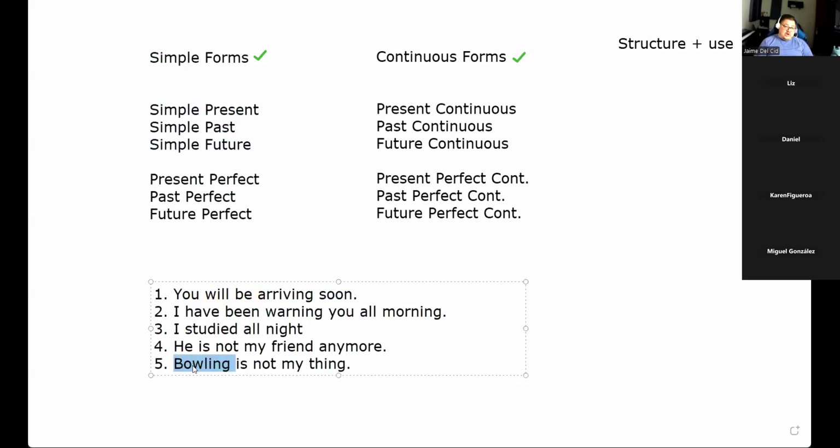The word bowling is the subject, which is the name of the sport. The name of the sport has ing. This is not the verb of the sentence, right? It's not the same as number 1. You will be arriving soon. Here, the word arriving is the verb, the action of the sentence, okay? So you have to, of course, pay attention, check the entire context, and not just pay attention to the structure, okay? The structure and the use. If you can connect both, then you're going to have a very good result at the end of any test because you are connecting both.